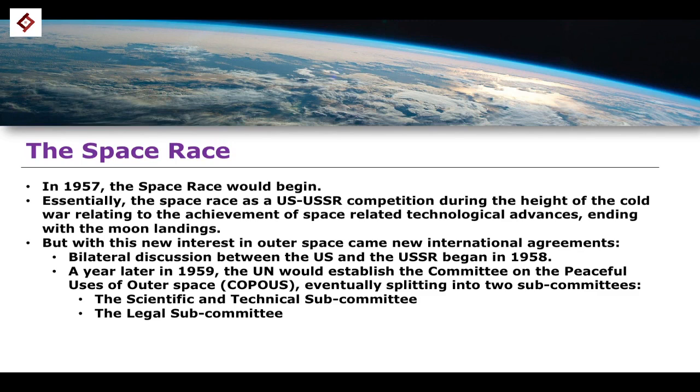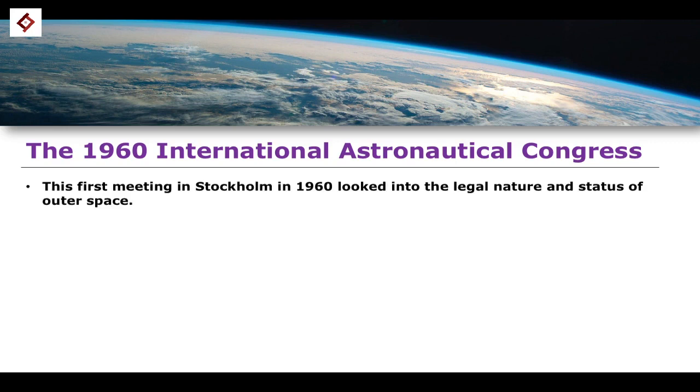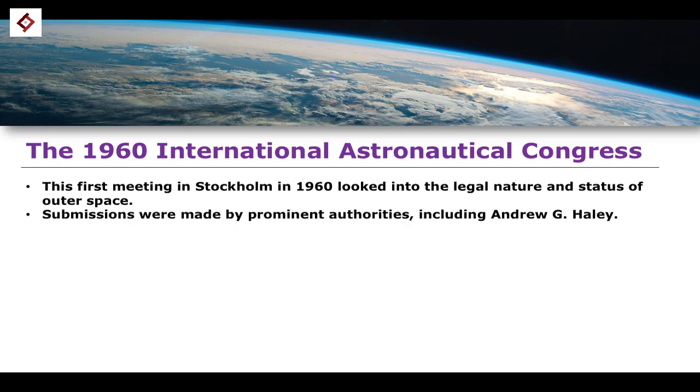So we are starting to see actual regulation of outer space ideas take place. We start to see the United Nations establish these kinds of committees. And this would lead to the 1960s International Astronautical Congress, which would meet in Stockholm and looked into the legal nature and the status of outer space and looked towards the creation of certain agreements, international treaties, for the regulation of outer space activities.